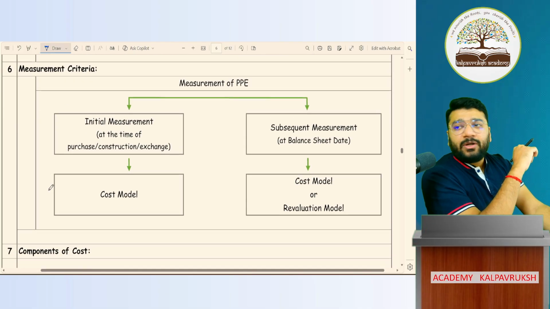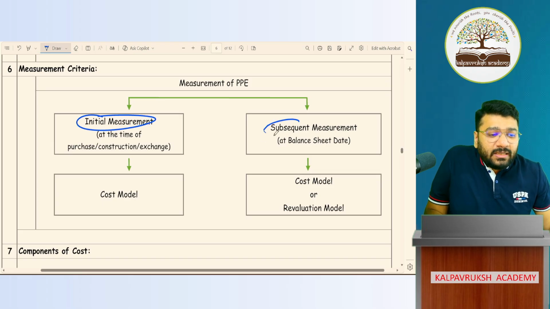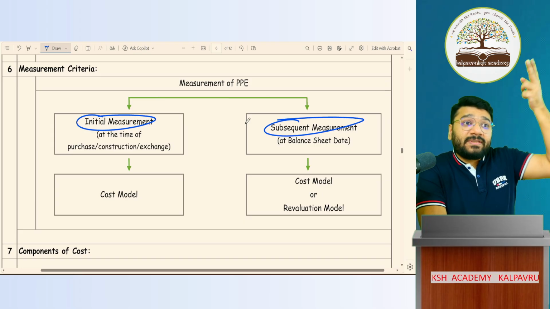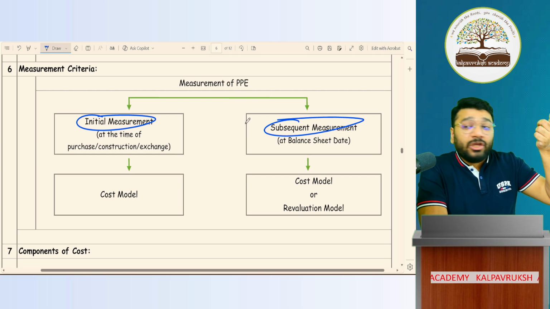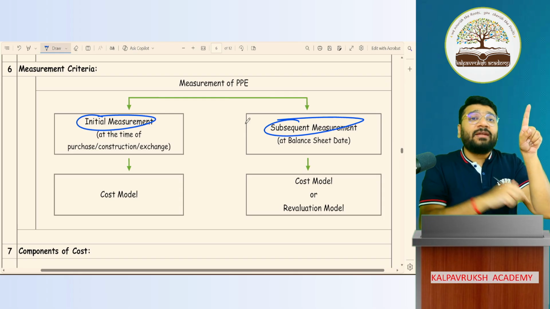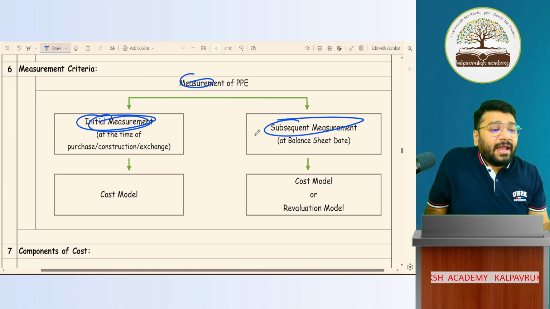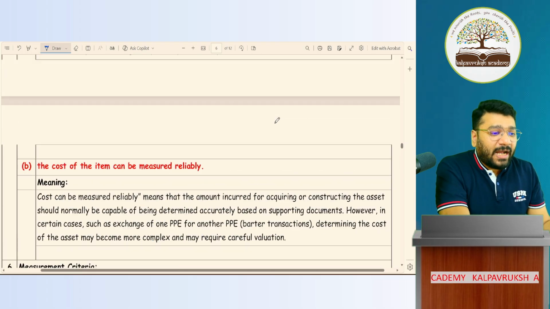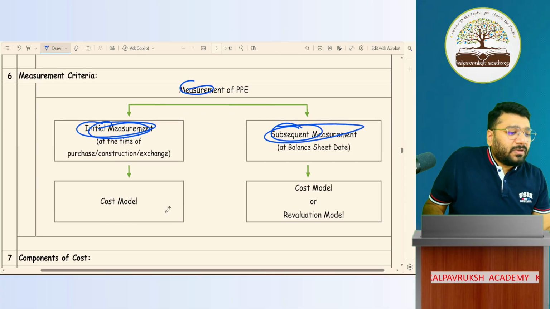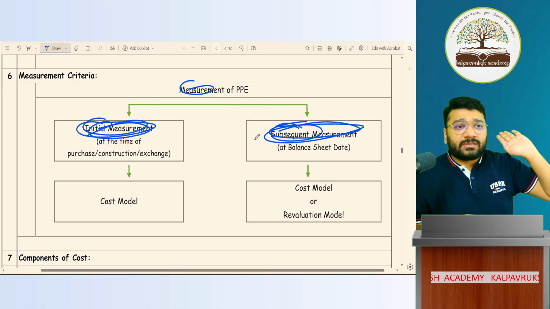Then comes measurement of PPE. There are two types of measurement. One is called initial measurement. Second is called subsequent measurement. This is the measurement aspect. Previously, what did we learn? The recognition aspect. In recognition also, there are two: one is initial recognition, second is subsequent recognition. In measurement also, there is initial measurement and subsequent measurement. I told you, one chart I'm missing here. I'll add and give you. This is the chart, it will look like this, where I'll mention initial recognition, subsequent recognition. The meaning of that I meant to discuss. Got it, not got it?